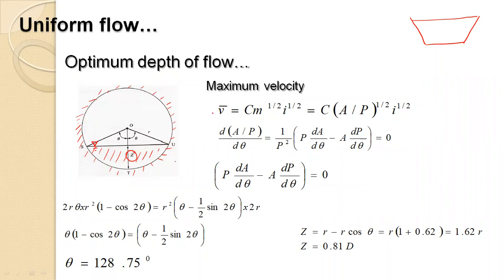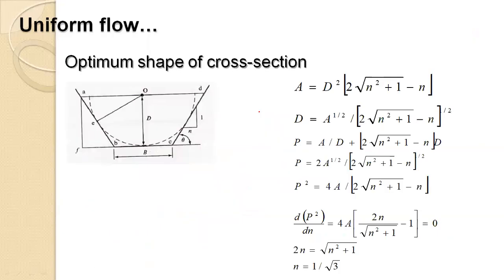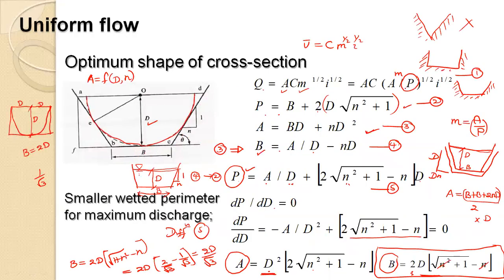Now, when that happens, velocity and discharge can have different maximum values. I'll show you how. Earlier, since I had fixed the area, this A was basically a constant, and the only dependent quantity was the wetted perimeter.